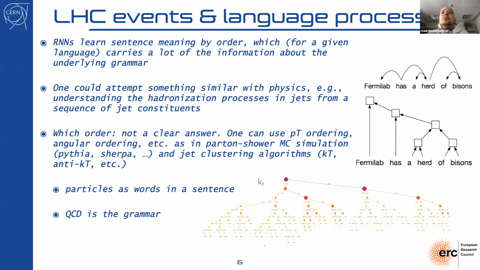Now, which order would you use? It's not that there is a clear answer, but on the other hand, we face the very same problem when we deal with parton shower Monte Carlo, when we deal with jet clustering. So there are metrics that can be used to order the particles. And so the idea behind is that particles are your words and QCD is the grammar.